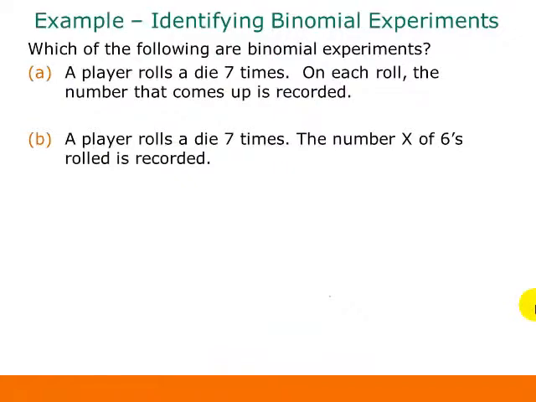Alright, so let's just start by identifying some binomial experiments. So we're thinking about those requirements and seeing if all of them are met in certain situations. So first of all, a player rolls a die 7 times. On each roll, the number that comes up is recorded. So we want to see whether this qualifies as a binomial experiment or not.